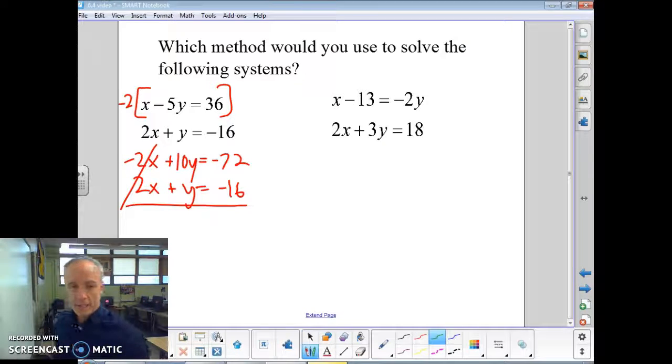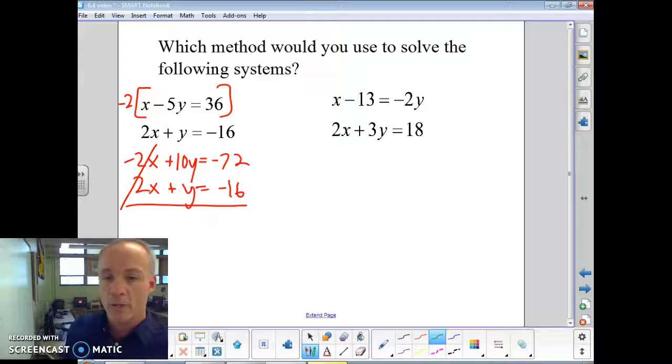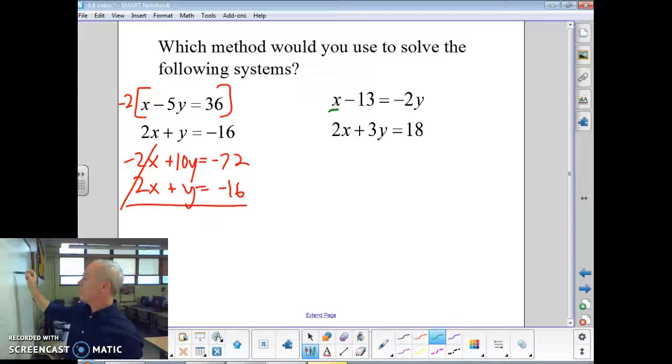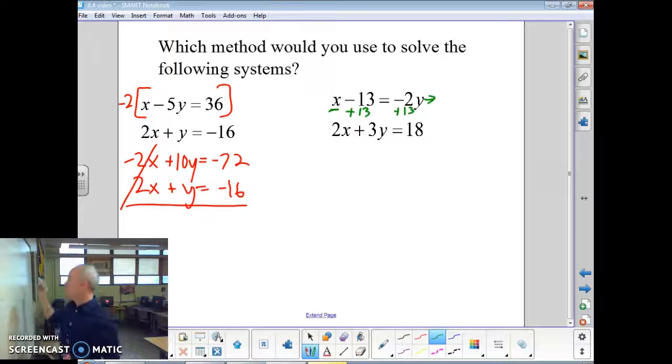In the other case, I think this one lends itself to substitution. Here's why: you've got one variable, the x, that has a coefficient of 1. In one step, I can move the -13 to the other side, and now I've got a new equation where x is isolated.